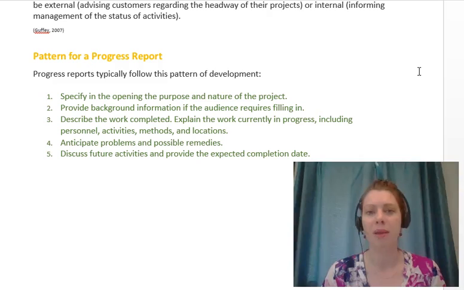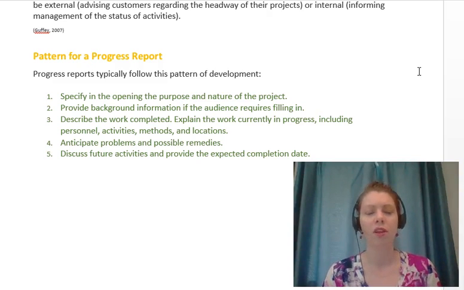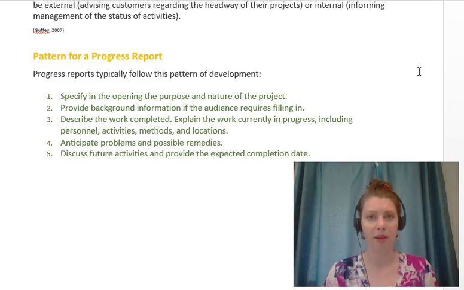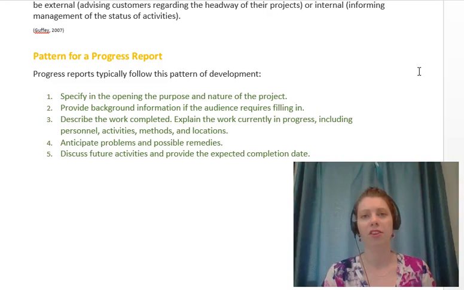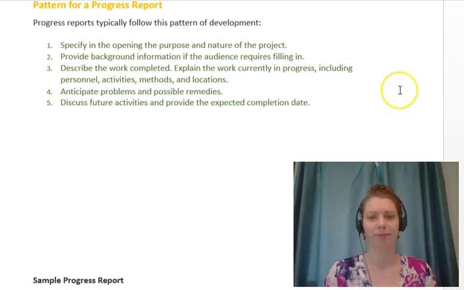Describe the work that's already been done, explain the work that's in progress, and make sure you include the personnel, the activities, the methods, and the locations. Anticipate problems and provide possible remedies and solutions to those problems. And discuss future activities and provide the expected completion date. That's always important. Even if you have to write a report again and your project is taking longer than you expected, make sure you include a completion date.